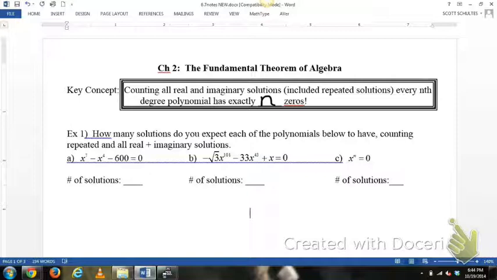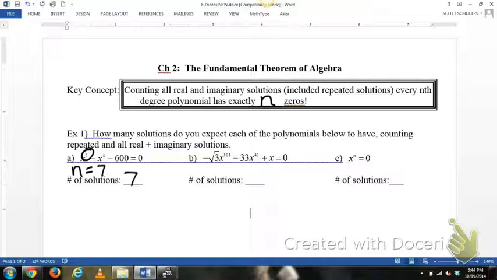Basically, what it's saying is this: as long as you know the degree of the polynomial, which in part A is the highest exponent, you know the number of solutions. If my degree is 7, that's my n value, so there's a total of 7 solutions, again counting all real, imaginary, and repeated solutions to this polynomial.